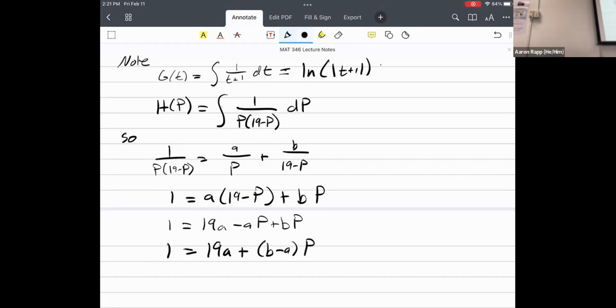And then instead of writing negative a plus b, I'm just going to rewrite that as b minus a. And this right here is all I need to figure out what a and b need to be. So on the left-hand side of this equation, how many p's, as in Paul, do I have? None, right? I have 0.